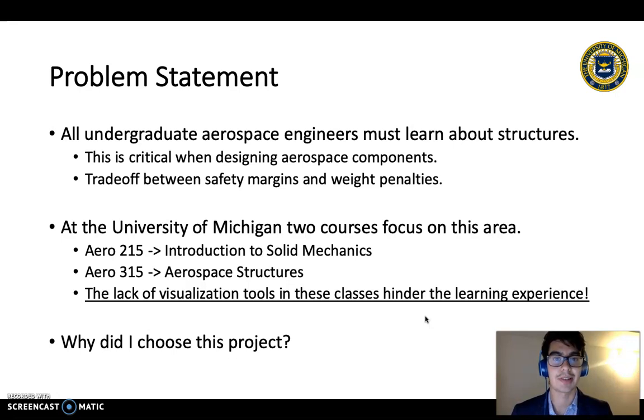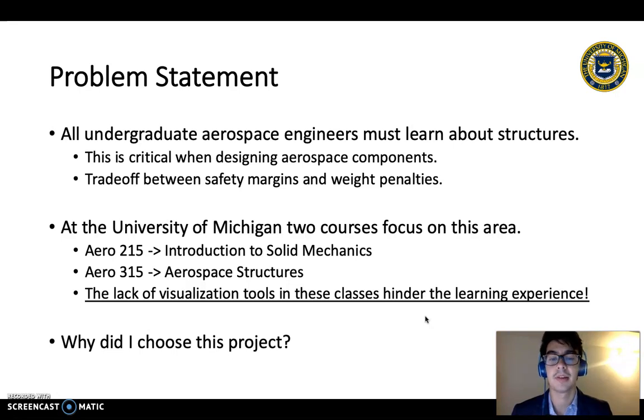So as a senior who has taken both of these classes and someone who has talked to a lot of people who also took these classes, I've noticed that the lack of visualization tools hindered the learning experience. So what do I mean by that? Well, first of all, it has been shown multiple times that visualizing a problem, visualizing the content that you're learning, enhances dramatically your comprehension of the subject matter. It keeps you focused on what you're learning, and it helps keep the audience, which is the students, engaged in the course.